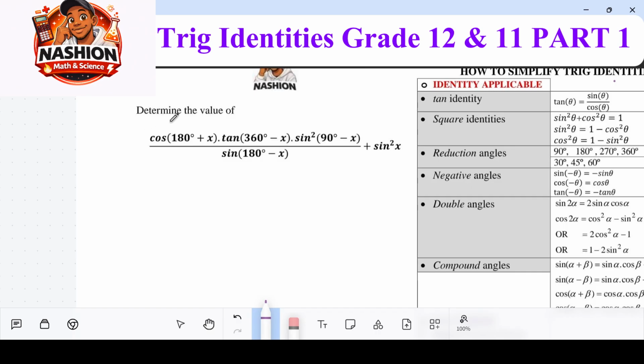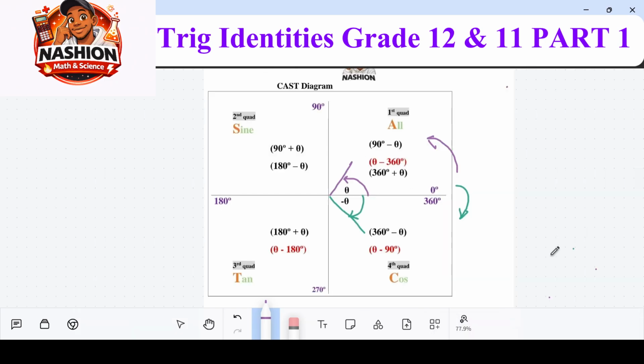Here's our first question. Determine the value of all of these. So firstly, guys, this is a grade 12 and a grade 11 question. So how do we approach this question? We are going to check which identity is applicable. So whenever we see 180, 360, 90, another 180 here, that has to be reduction angles. Now to do reduction angles, we have 2 options.